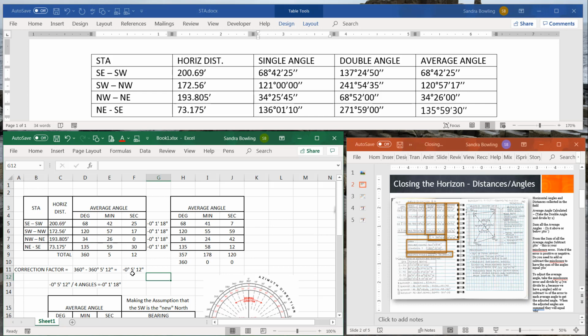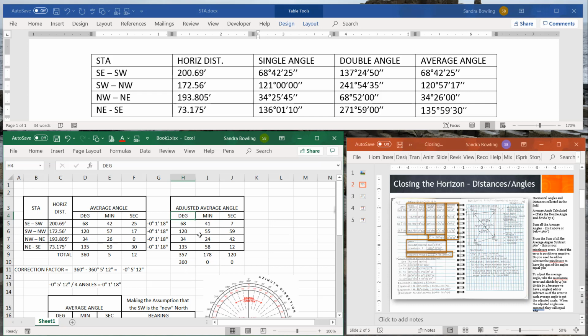Since we have 4 angles, I'm going to get a correction factor. I divide that 5 minutes and 12 seconds by 4, and I get 1 minute and 18 seconds. That's what I'm going to correct per angle. I subtract it from the average angle to get an adjusted average angle. So I subtract out 1 minute and 18 seconds from each one of these, and I come up with the adjusted values.